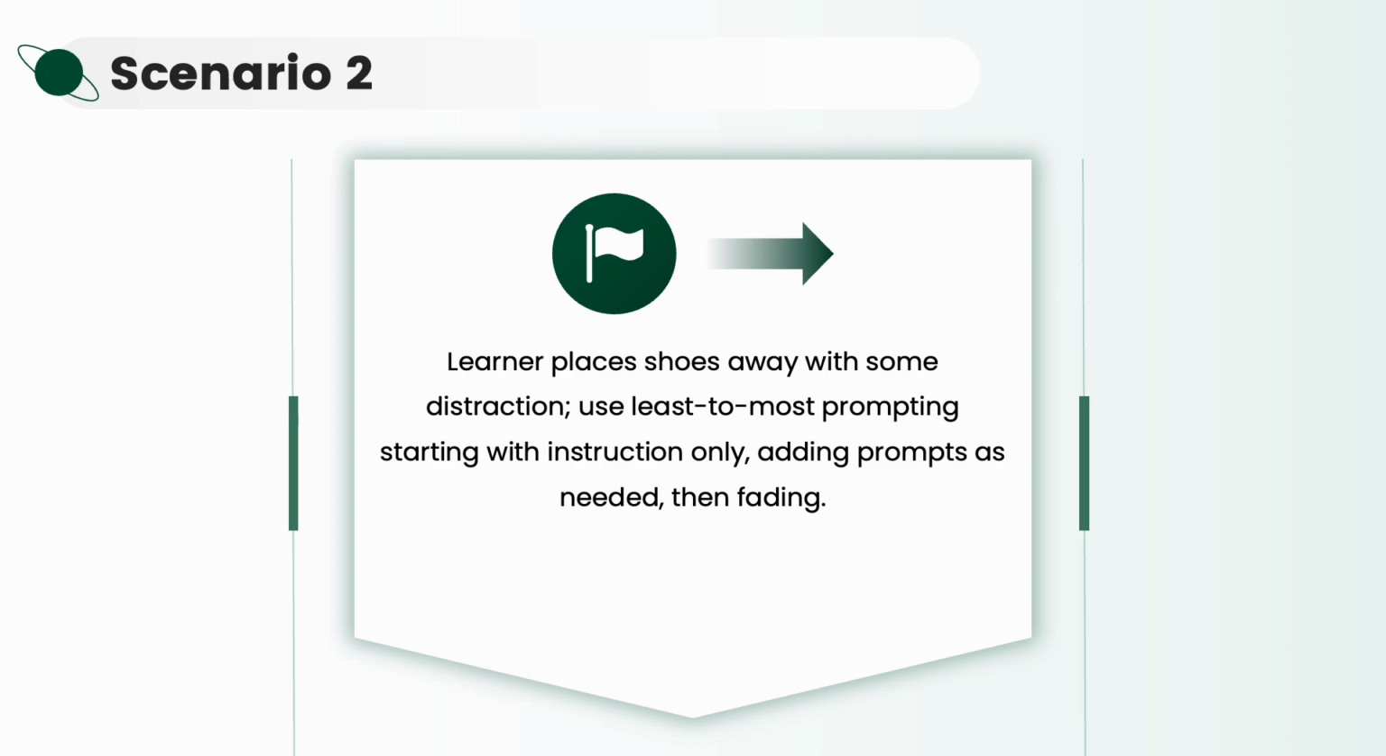Once the learner starts responding, we fade back down. So next time we use less prompting and we see more independence. Your takeaway for this scenario is least to most prompting. Give independence first, then support only as needed.